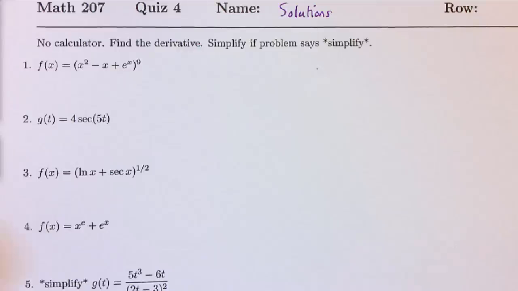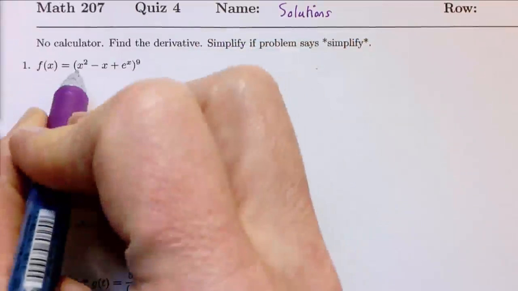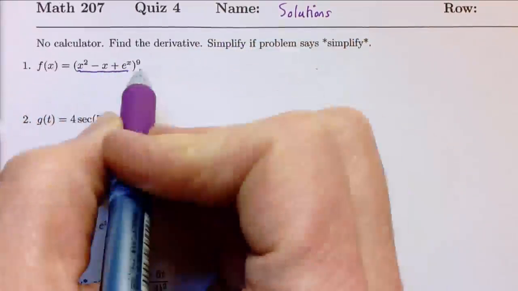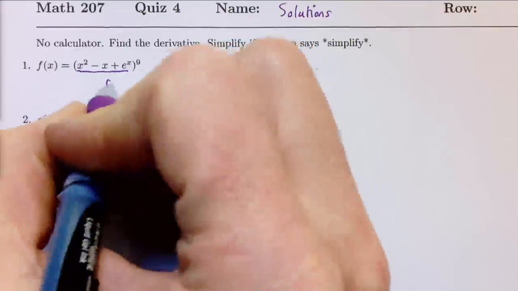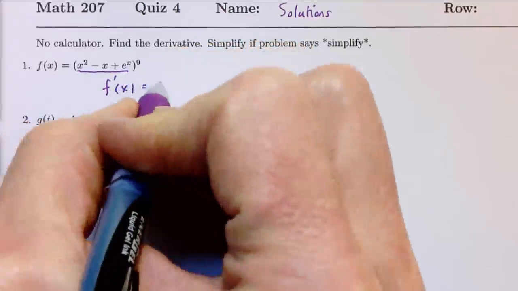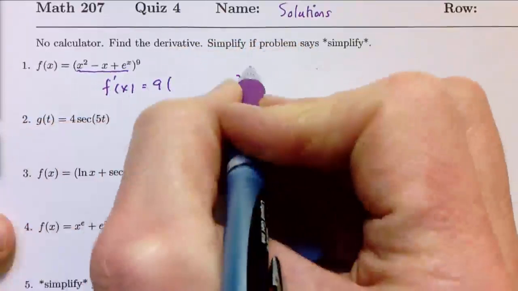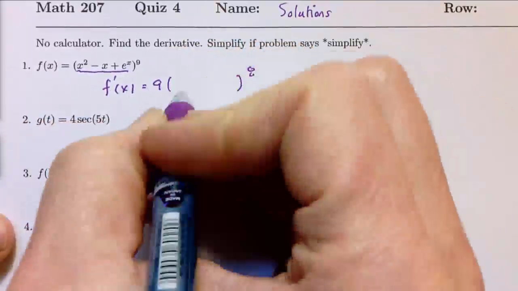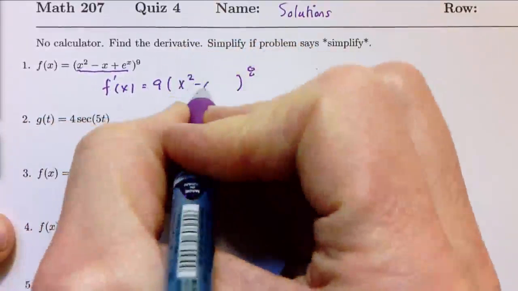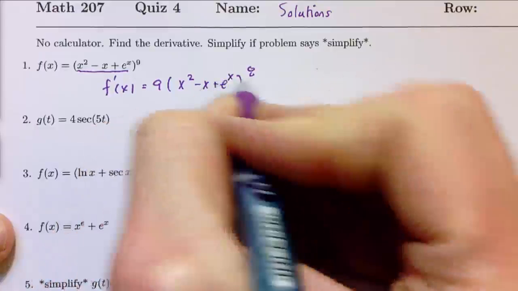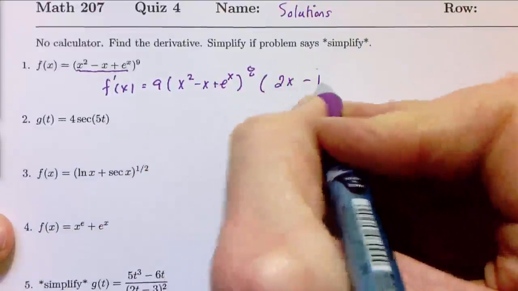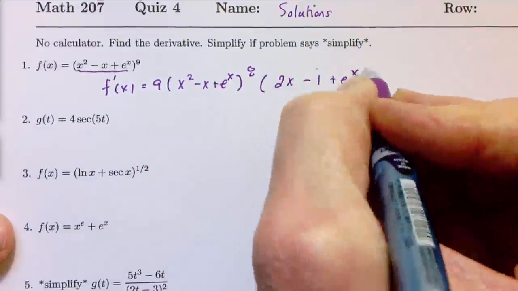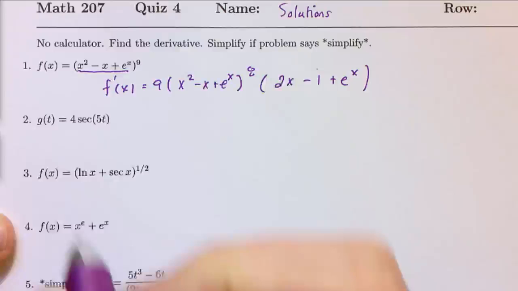Okay, this first one is a pretty straightforward application of the chain rule. The outside function is the power function to the ninth power, so we're going to differentiate by bringing the power down, leave the inside alone, times the derivative of the inside. Not much left to do there.